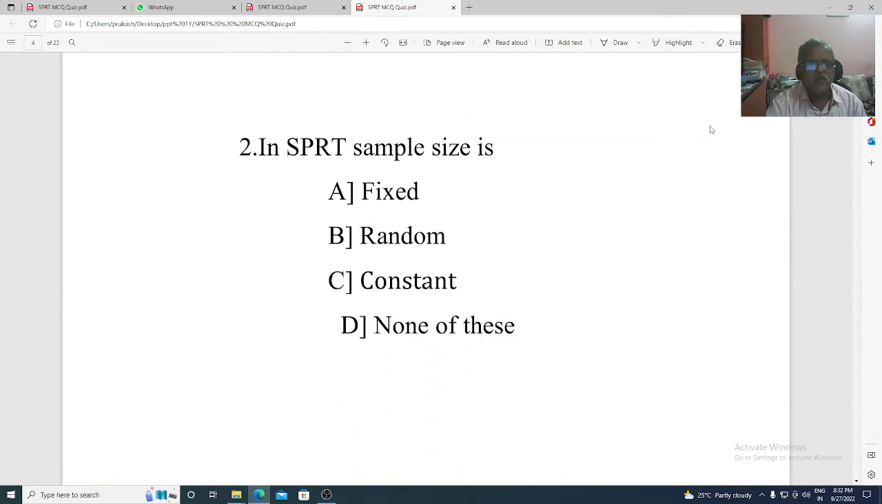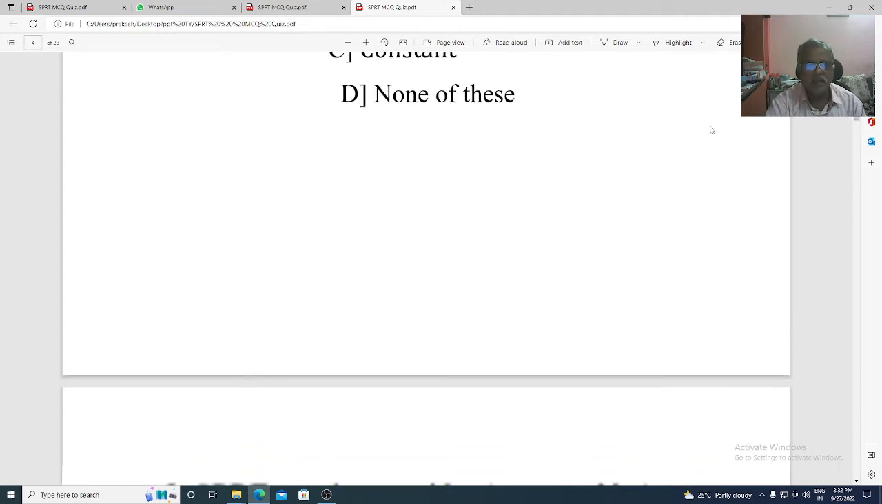Question 2. In SPRT, sample size is option A fixed, option B random, option C constant, option D none of these. The correct option is option B random.